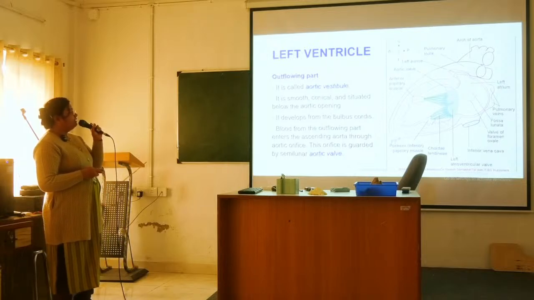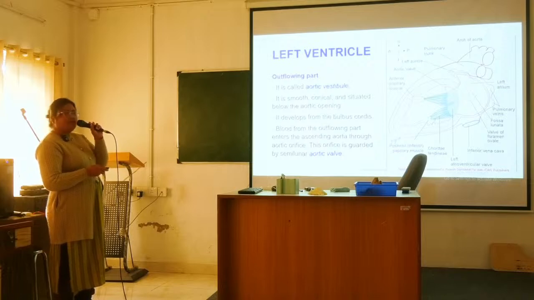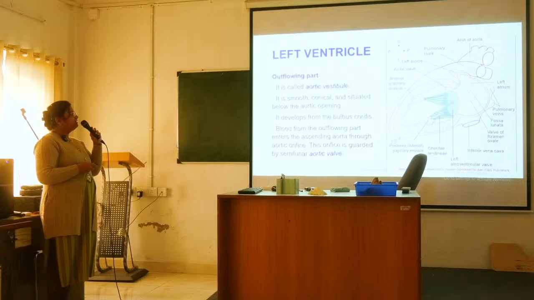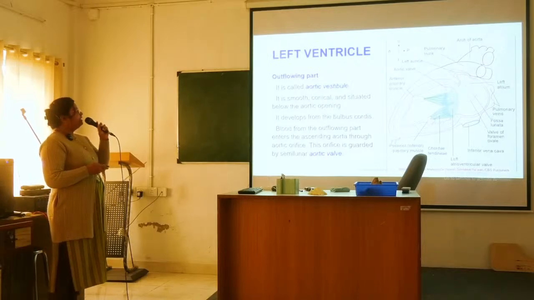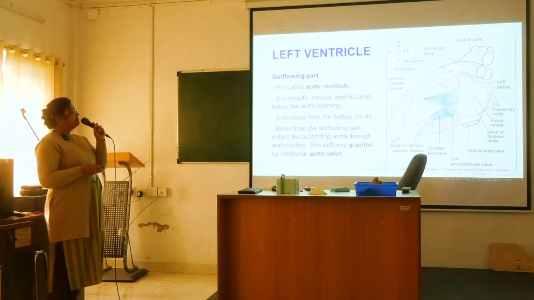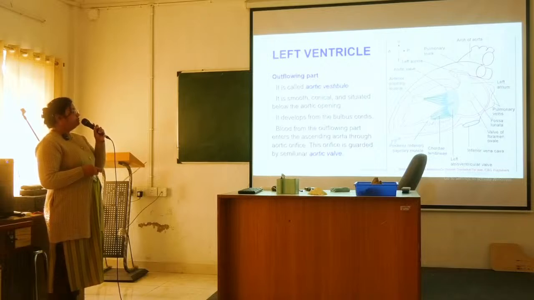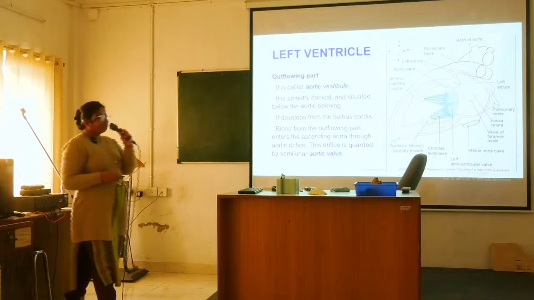Now the outflowing part, the smooth outflowing part. Here you can see the aortic valve. The smooth outflowing part is called the aortic vestibule. It is smooth, conical and situated below the aortic opening. It develops from the bulbus cordis. Blood from the outflowing part enters the ascending aorta through the aortic orifice, and this orifice is guarded by the semilunar aortic valve.